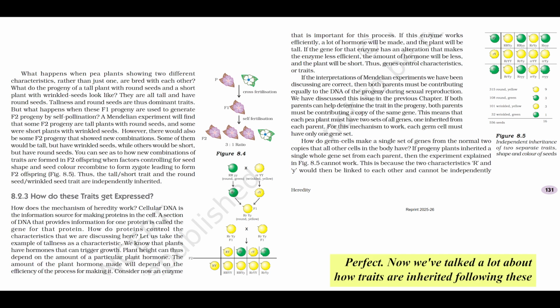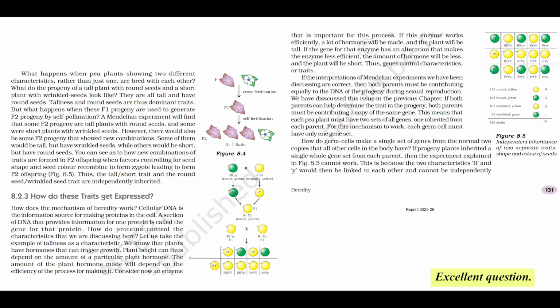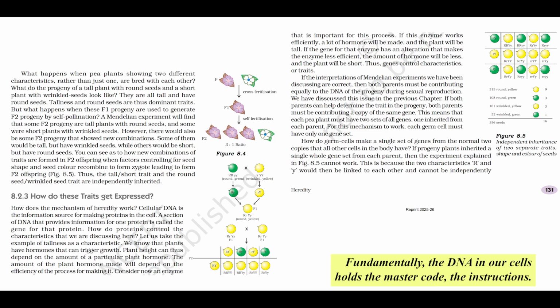Perfect. Now, we've talked a lot about how traits are inherited following these patterns, but let's get down to the molecular level. How do these genes, these bits of DNA, actually cause a trait like tallness or round seeds to be expressed? What's the link? Excellent question. This connects Mendel's abstract factors to the actual chemistry of life.